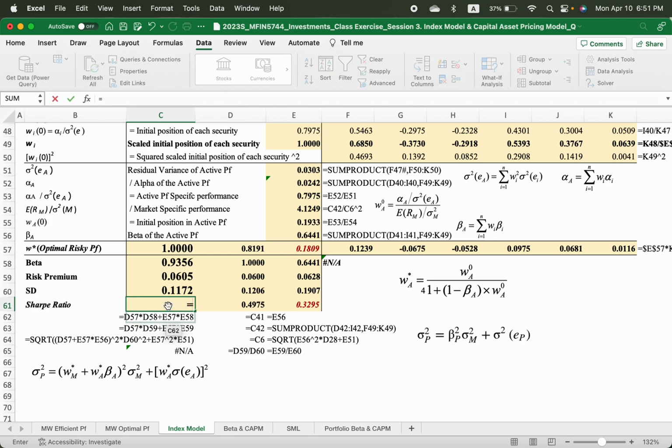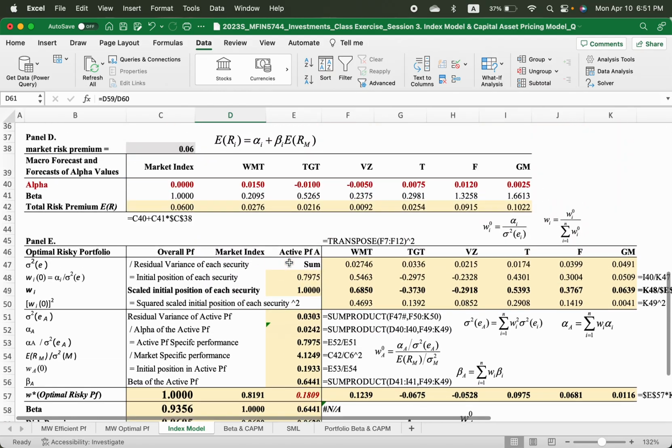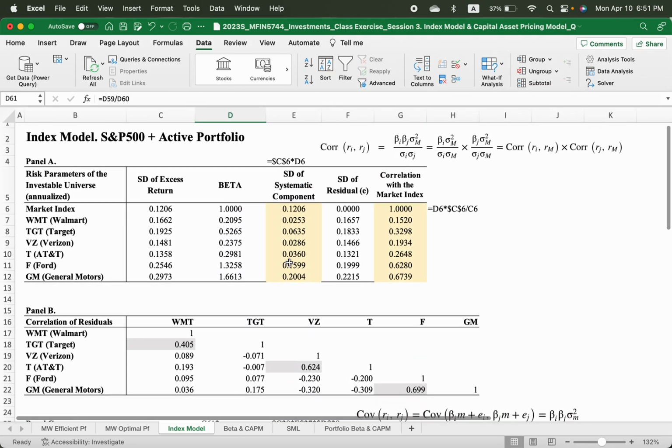Sharpe ratio, finally, how to get it? Right. Now we have 51, which is highest, right? It's higher than the market index. Okay, so we complete the index model.